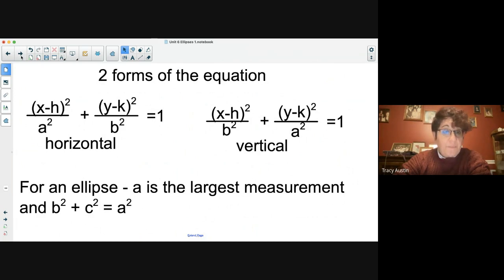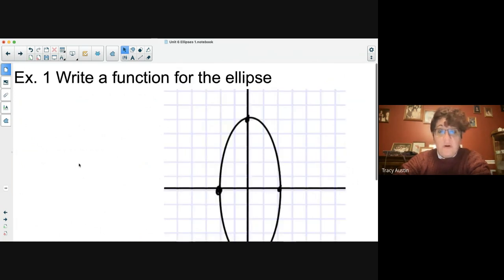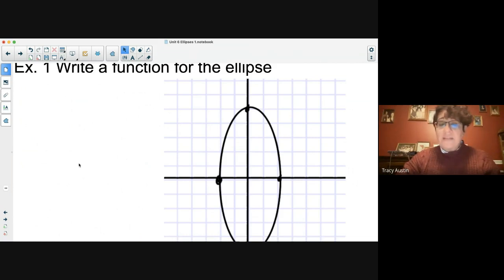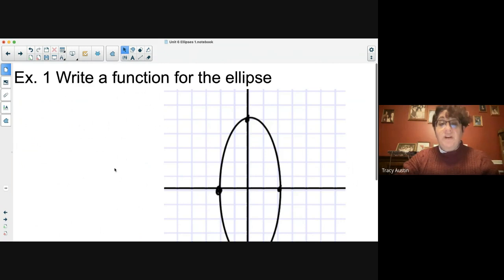Okay, so how to write an equation for an ellipse. So again, same thing we had with a parabola. You have to determine if it is going to be horizontal or vertical. And in this case, it's obviously vertical, going up and down, so that you know which function you're going to write. Okay, so if it's vertical, that means the bigger number basically goes up underneath the y value.